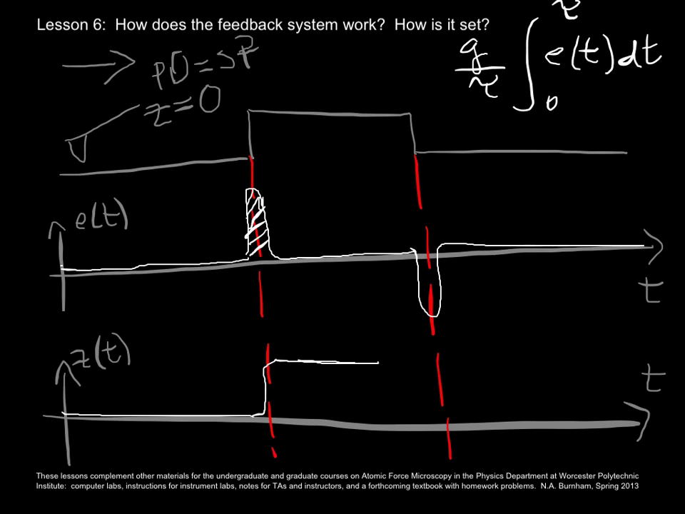Then we get up to the top of the step, and nothing's happening with the error signal, so nothing happens with Z. And then over here, we look at the area of the error signal, and now it's negative, and if you remember from calculus, there are things called negative areas. The way I tried to draw it was that those two areas had the same magnitude, and so that means the scanner would return to its original position.